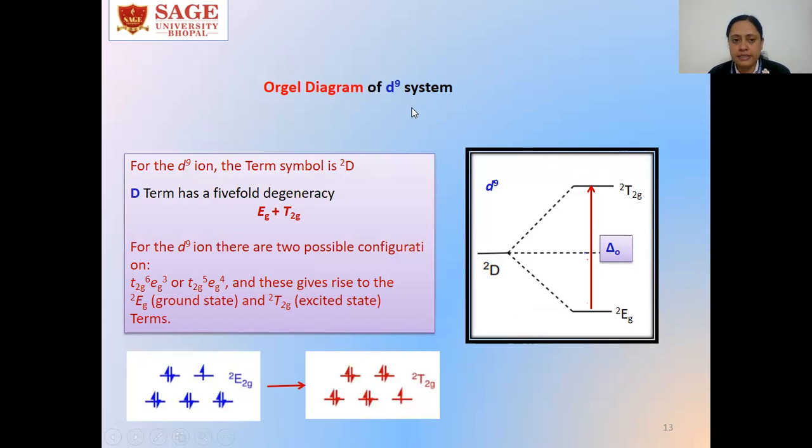In case of the D9 system, D9 ion, the term symbol is 2D. So the D term has a 5-fold degeneracy, EG and T2G. If we go in a similar way, we will see for the D9 ion there are 2 possible configurations, T2G6 EG3 or T2G5 EG4, and these give rise to the 2EG and 2T2G terms. And 2EG will be the ground term and the excited term will be 2T2G.